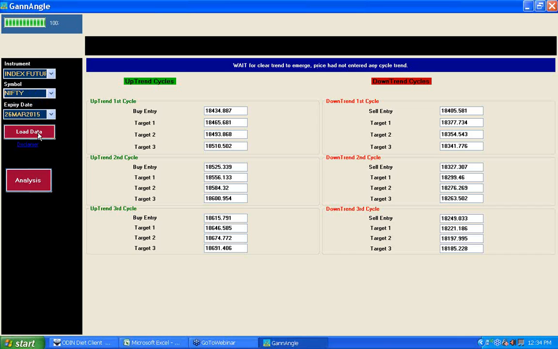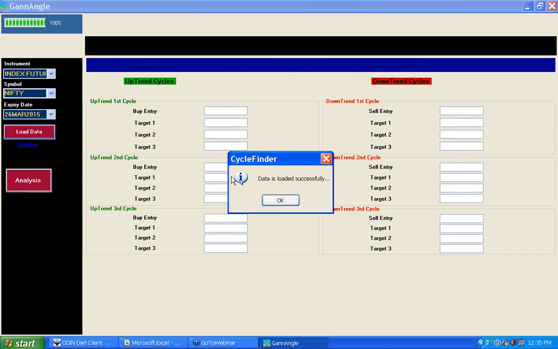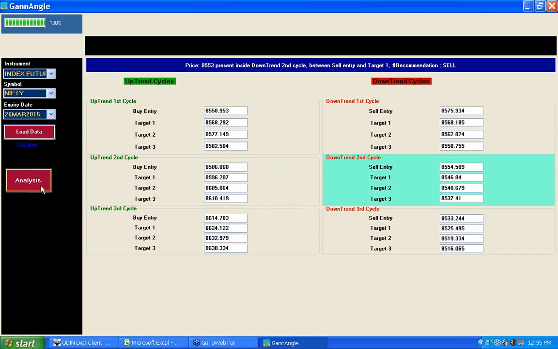I'll take the Nifty future and press the Analyze button here. It is telling the reference price is taken from 8553, and it is present in the downward trend second cycle, with sell entry and target 1 from 55 to 46. This is the price range in which the current price is now, 46 to 54. It is recommended to sell this.